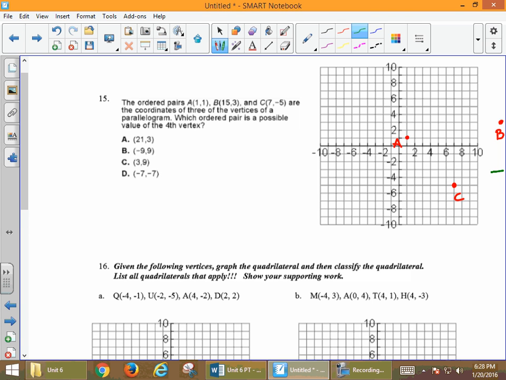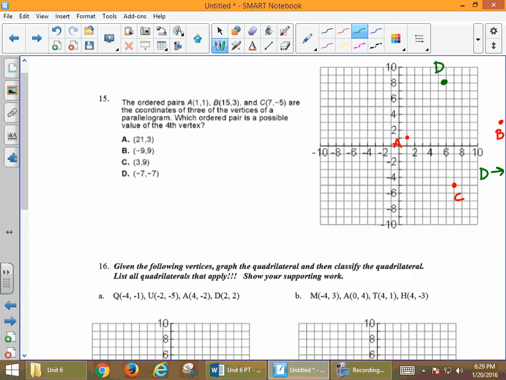Way out here to the right. Somewhere way out there, past B, way out there to the right. Or D could be somewhere right up in here. D could be somewhere up in there. Either way, I can make a parallelogram. So that's kind of what my thinking is going on here.